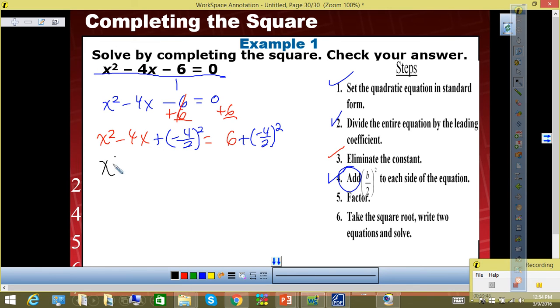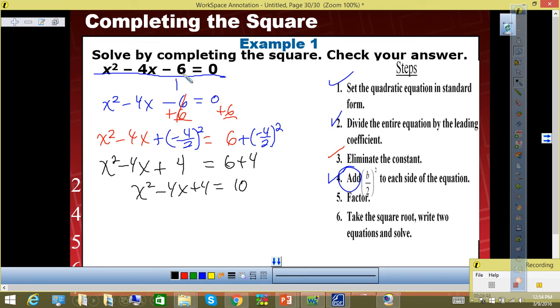Let's see. X squared minus 4x plus, what is negative 4 divided by 2? Negative 2 squared, that's positive 4. So this is 6 plus 4. I can simplify this a little bit more. X squared minus 4x plus 4 equal to 10.